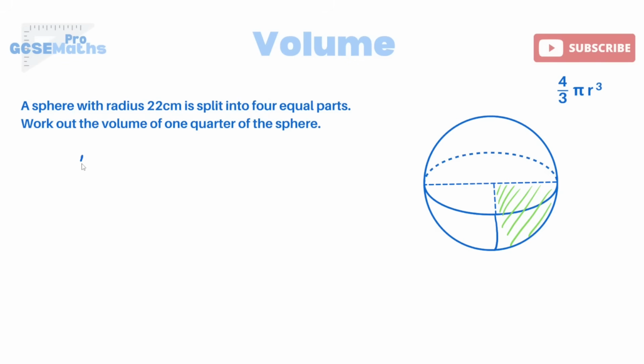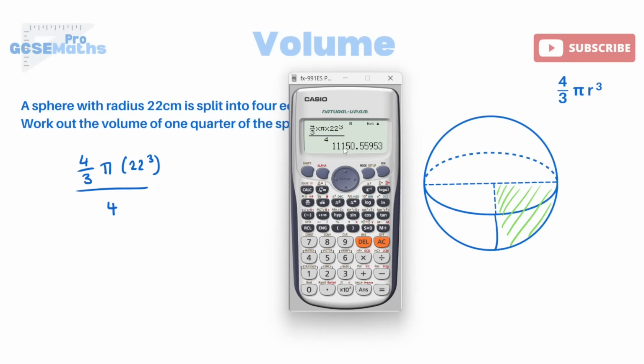So our whole sphere was 4/3 pi times the radius cubed. The radius is 22 this time. That's the whole sphere. I only want to know 1/4, so I can just divide overall by 4. So there, you can see I've divided it by 4. I've got 11,150.6.